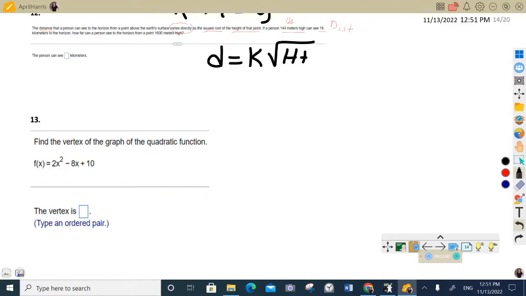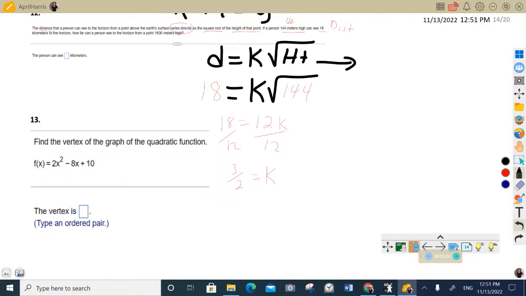So there's a couple ways you can do this problem. I'm just going to use this formula. So 144 meters high is going to be my height. So I'm going to put that right there. And at that height, the person can see 18 kilometers. So I'm going to solve for k, the constant of variation here. So the square root of 144 is 12. So this is really 18 equals 12k. Divide both sides by 12. And we get 3/2 equals k. That's my constant of variation.